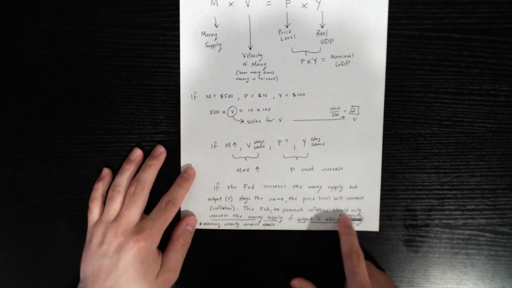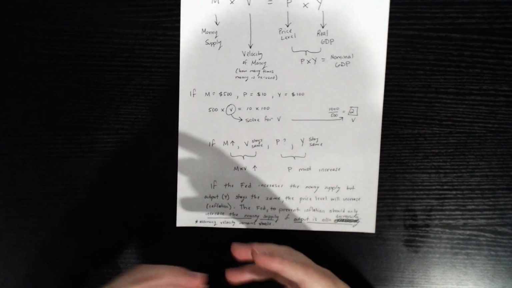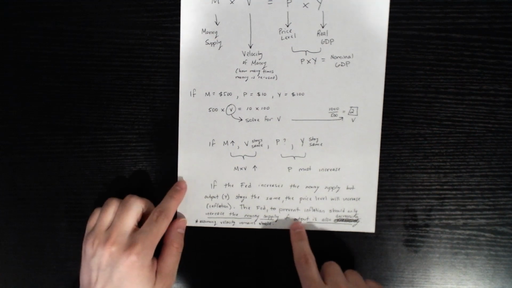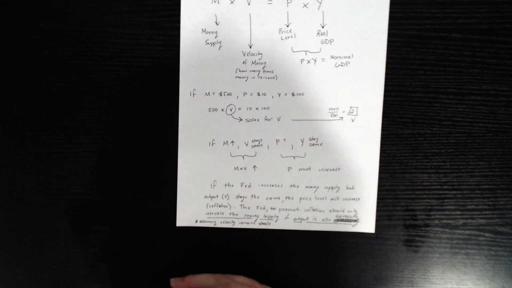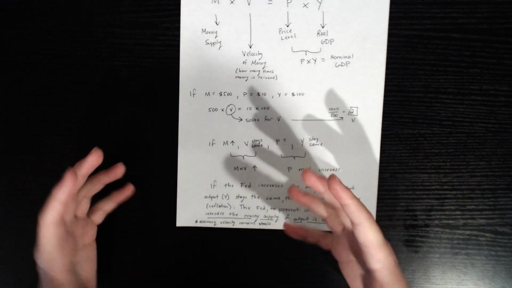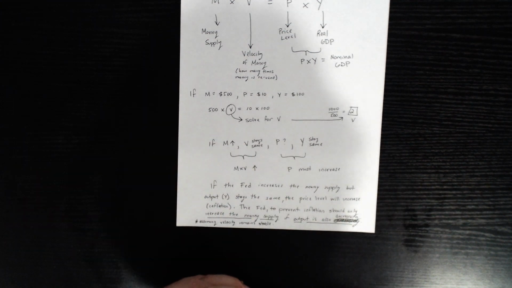So the Fed, to prevent inflation, should really only be increasing the money supply to stimulate the economy if GDP is also decreasing, assuming the velocity stays the same. They don't want to be increasing the money supply if the economy is already beyond its full capacity, its sustainable level.